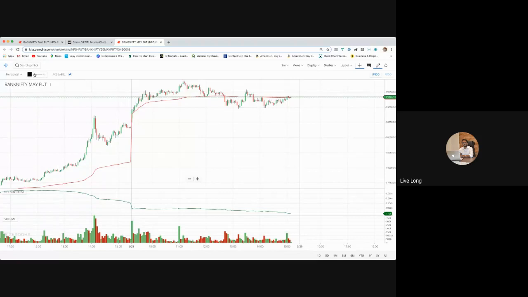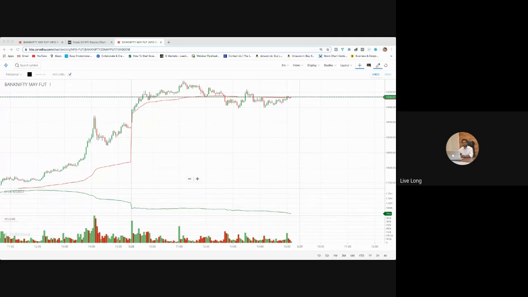This is the chart of Bank Nifty May futures. Bank Nifty May futures means we are basically trading the index. We are not directly trading the stock. Instead, we are trading the index.